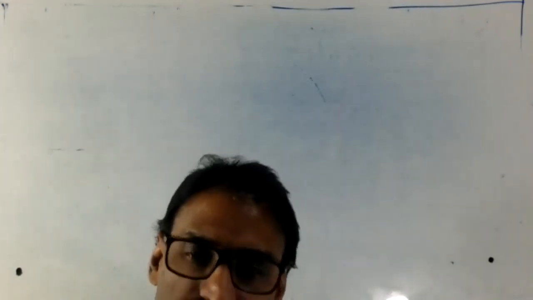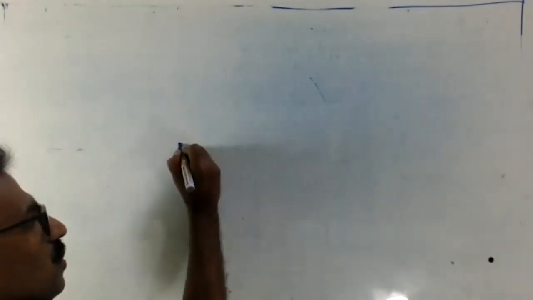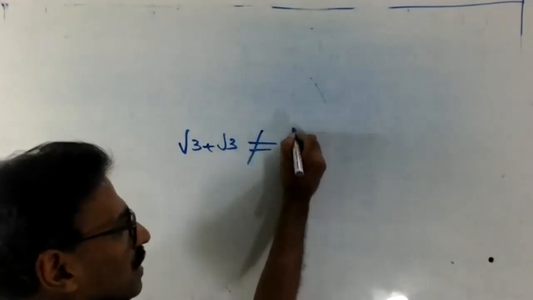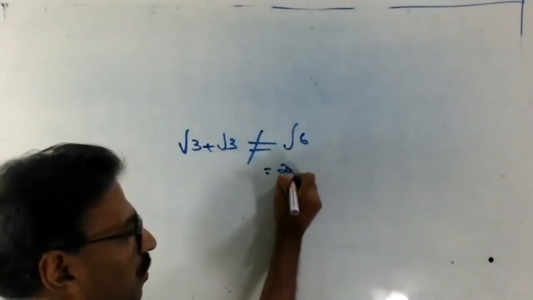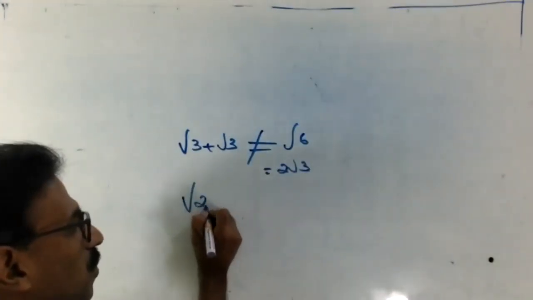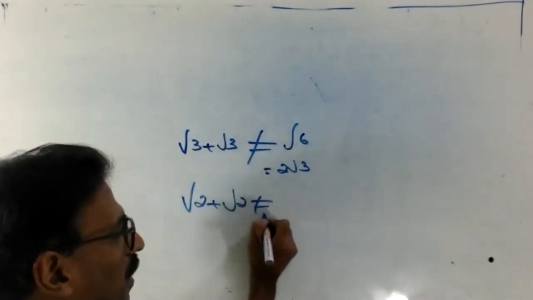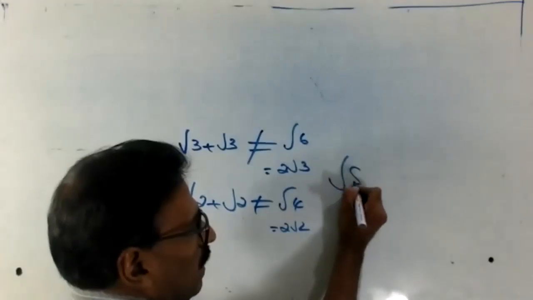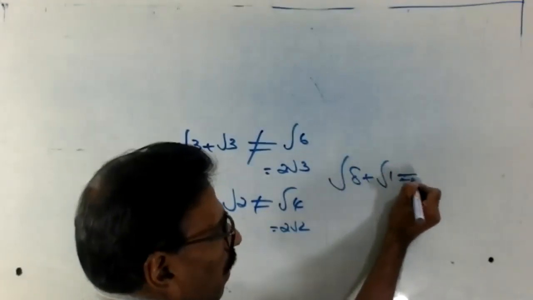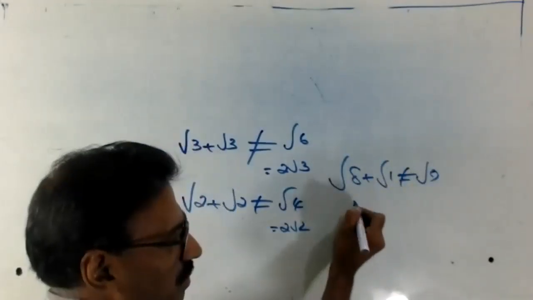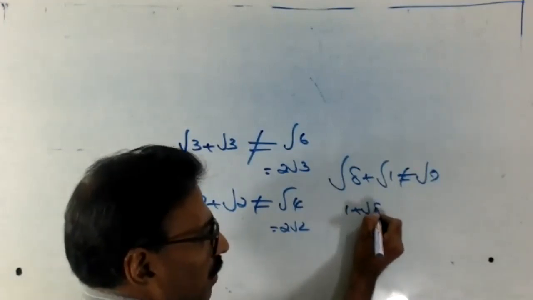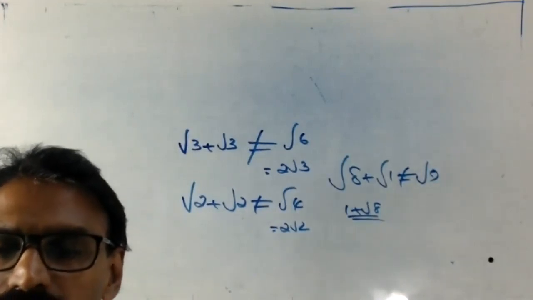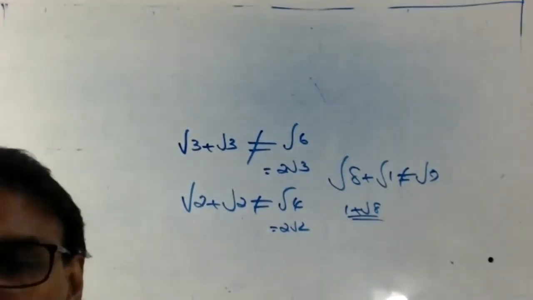Before starting, you are confused. Look here. Root 3 plus root 3 is not equal to root 6. It is 2 root 3. And root 2 plus root 2 is not equal to root of 4. It is 2 root 2. Root of 8 plus root of 1 is not equal to root of 9. It is 1 plus root 8. That only.